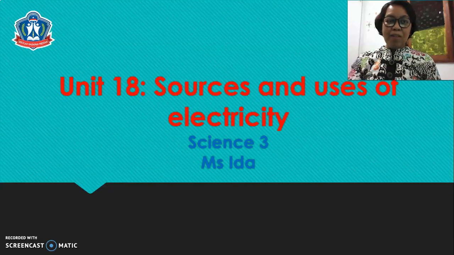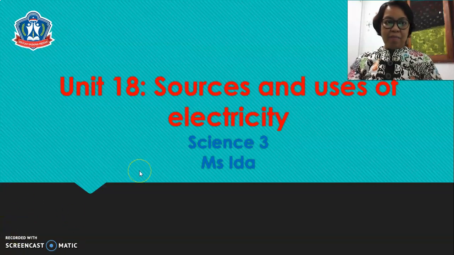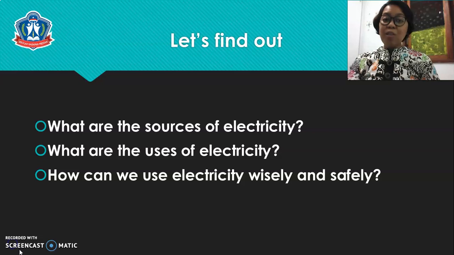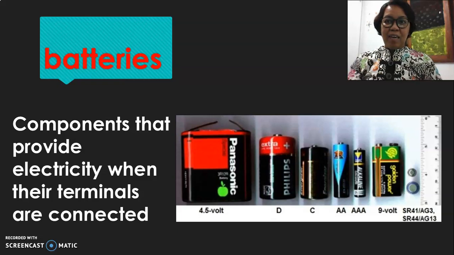Today our topic is Unit 18, Sources and Uses of Electricity. Let's find out three things for this unit. What are the sources of electricity? What are the uses of electricity? And how can we use electricity wisely and safely?